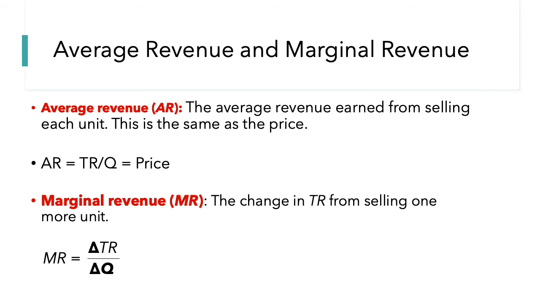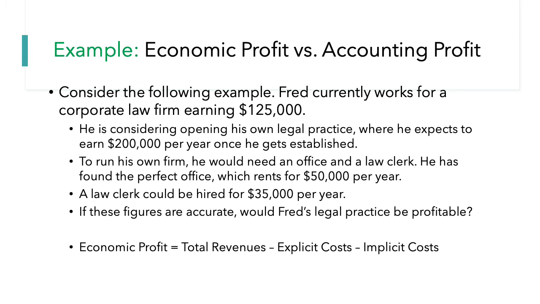The marginal revenue. Now this is very important. This is the change in total revenue that results from selling one more unit. This is going to become a really key criterion in our decision making of whether or not to produce more goods.